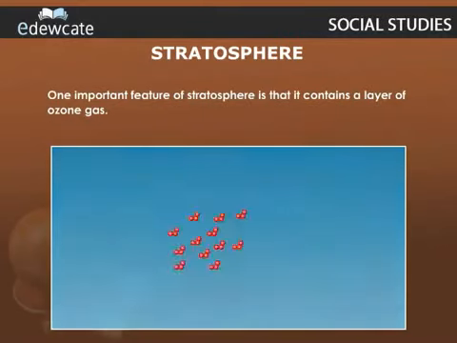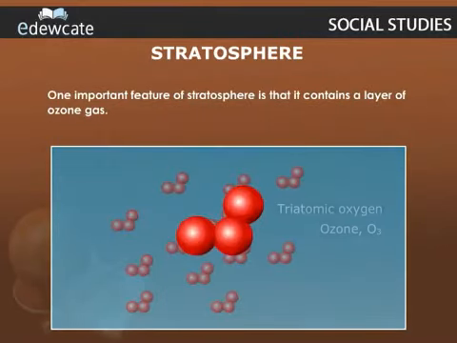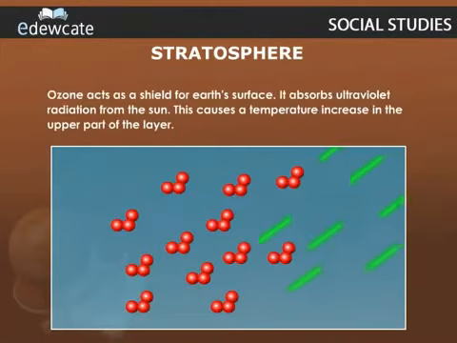One important feature of the stratosphere is that it contains a layer of ozone gas. Ozone acts as a shield for the Earth's surface. It absorbs ultraviolet radiation from the sun, and this causes a temperature increase in the upper part of the layer.